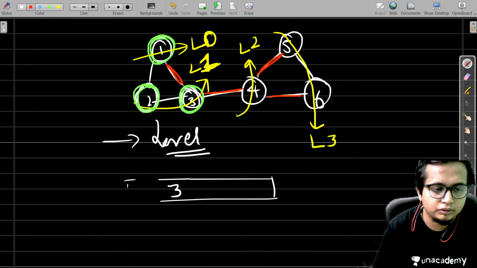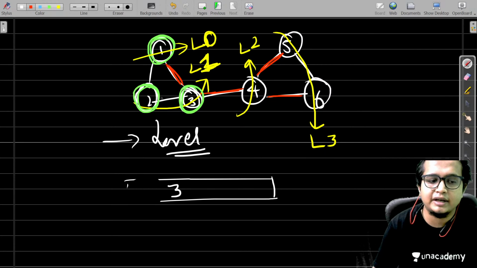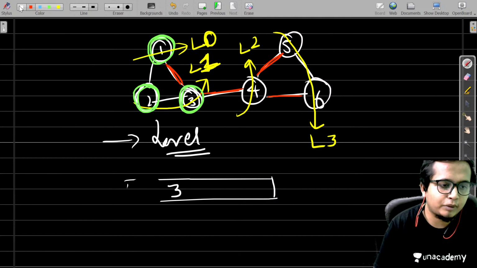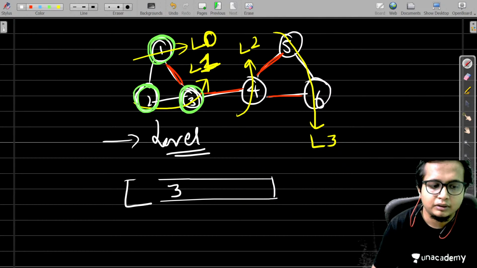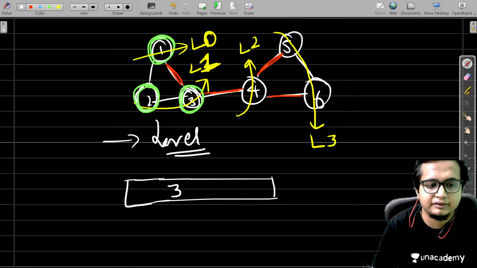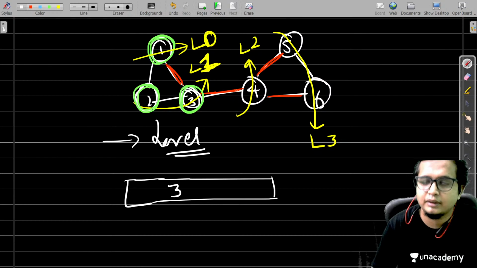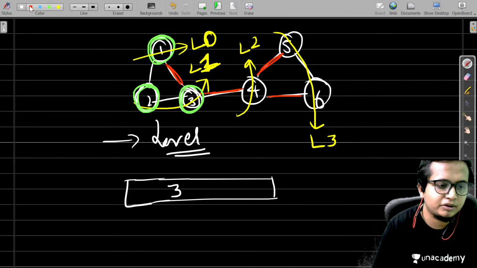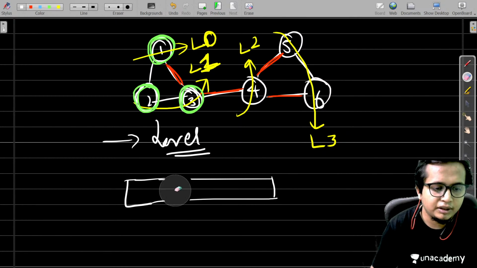So now I pop out 2. From 2, I would check that 1 and 3 have already been marked visited, so I won't do anything for 2. It would simply be popped out. Now I would go to 3. Node 3 says that it is connected to 1, 2, and 4, but 4 is the only node which hasn't yet been marked visited. So I'll pop this node out, mark 4 as visited and add it to my queue.